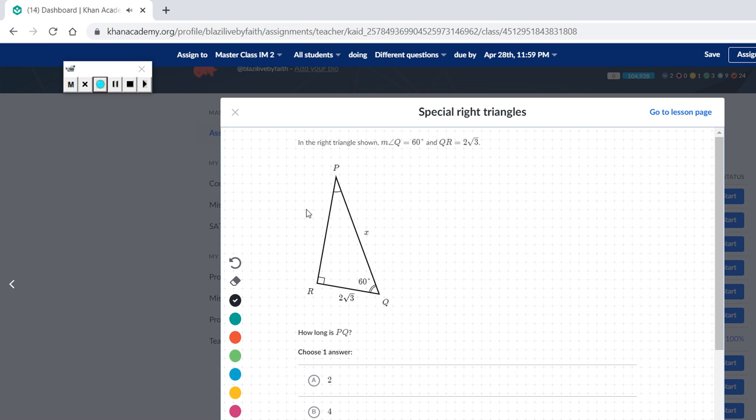Okay, again, this one. This is 2 root 3, right? We know this is x and this is 2x. So this is just 2 root 3 times 2. 2 times 2, this is just 4 root 3. It's just double the short leg.